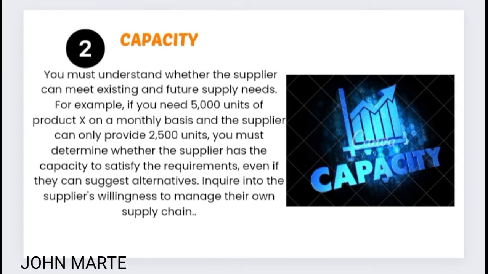Number 2 is capacity. You must understand whether the supplier can meet existing and future supply needs. For example, if you need 5,000 units of product X on a monthly basis and the supplier can only provide 2,500 units, you must determine whether the supplier has the capacity to satisfy the requirements, even if they just suggest alternatives. Inquire into suppliers' willingness to manage their own supply chain.